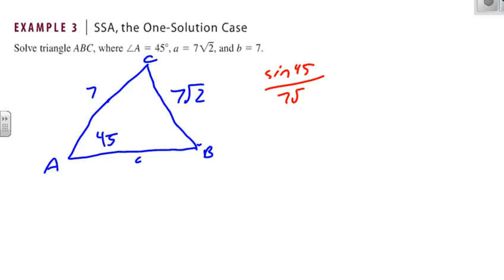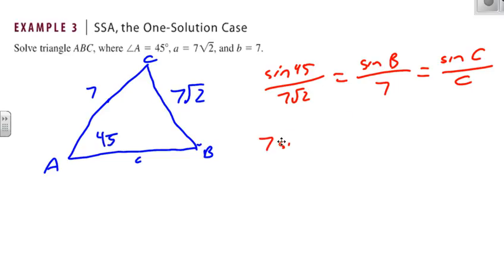Sine of 45 over 7 square root of 2 equals sine of B over 7 equals sine of C over c. Now we don't know either bit of information over here, but that's okay, because once we find B, we can subtract from 180 to find out what C is. So let's start by finding B.